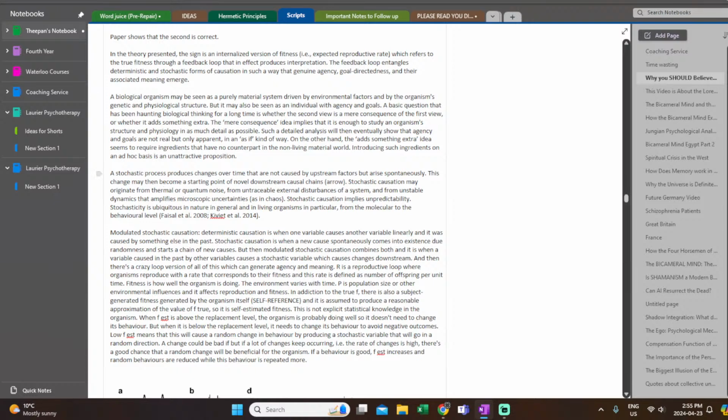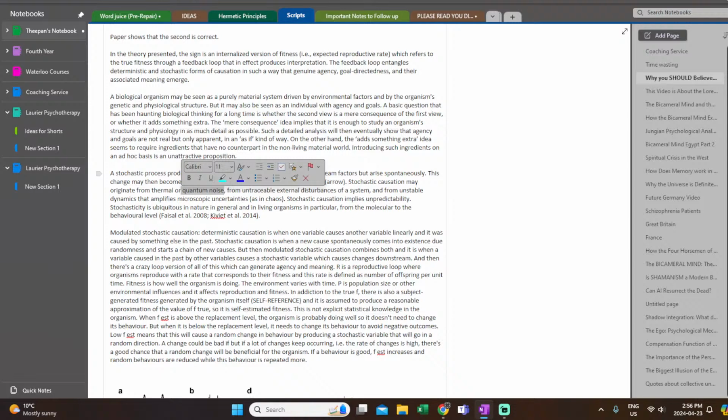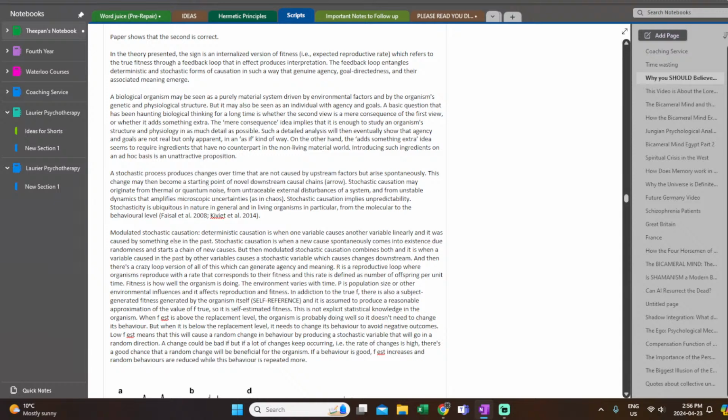Originate from thermal or quantum noise. It's very interesting because quantum noise is, I understand, just quantum randomness. Stochasticism is randomness. So quantum noise is probably a very unambiguous case of quantum randomness, I would say. I think hidden variable theory, which is contrary to quantum randomness, has been shown to be wrong by recent experiments. And actually, there was a paper that I wanted to read about Bell's theorem, connecting Bell's theorem to free will, as well as to undecidability. But I took it off my list because I was already exhausted by all the stuff that I'd been reading. Okay, so this change may become a starting point of downstream causal chains.